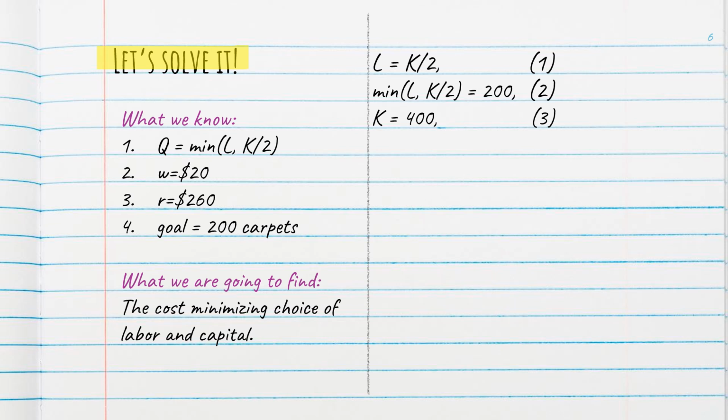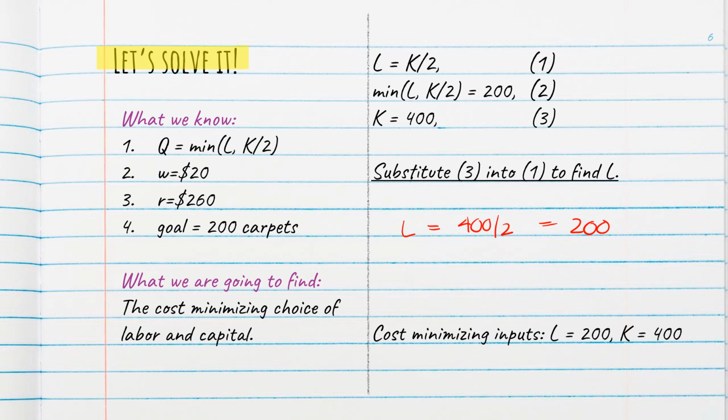At this point, we're really almost done. We know that capital is equal to 400. All we need to do is substitute that fact back into 1, the no waste condition, to find the amount of labor we should hire. So labor is going to be equal to 400 divided by 2, which is 200. Notice that this particular cost minimization problem is made extremely simplistic by the structure of the production function. That no waste condition is much easier to work with than your standard tangency condition. So we've done it. We've solved this problem. The cost minimizing input choice is 200 units of labor and 400 units of capital.